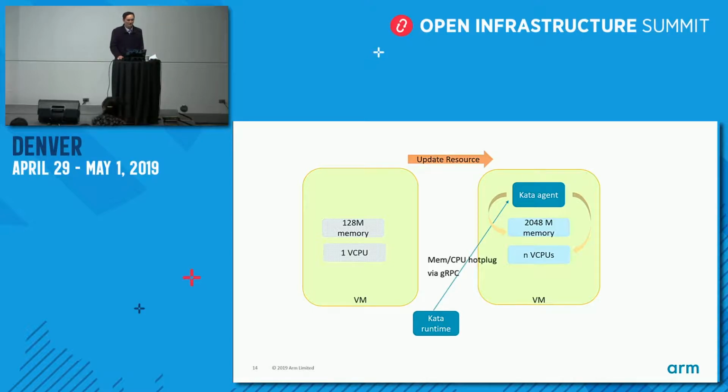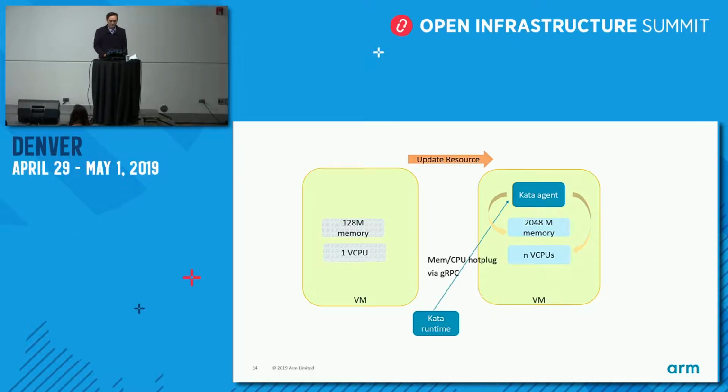This is the architecture. To speed up VM creation, Kata will start a VM with limited resources, such as one vCPU and 128 megabytes of memory. The memory hot plug has been covered by the previous slides, Penny's slides. And then we come to the CPU hot plug. The vCPUs will be dynamically assigned when Kata Containers wants to update resources.